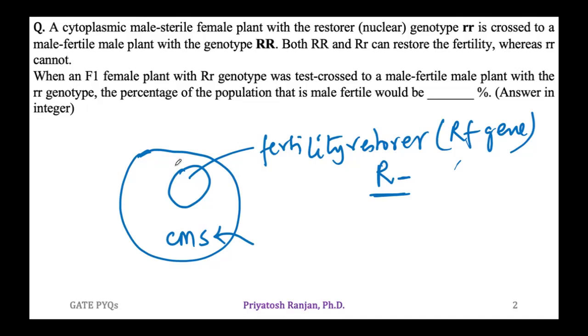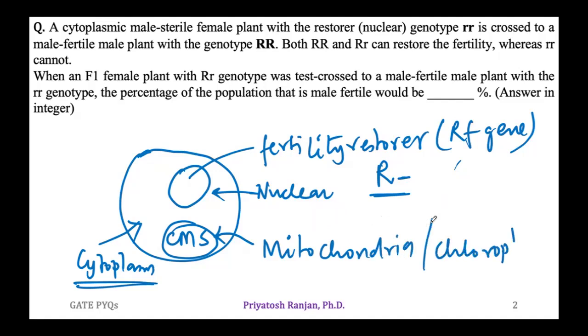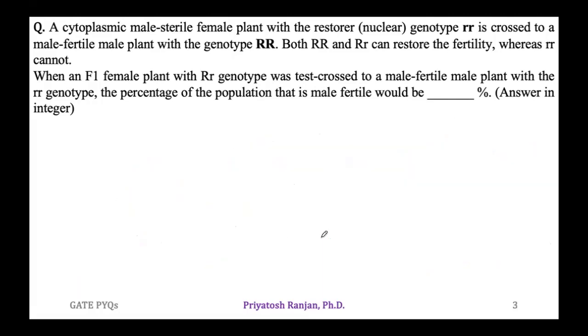So this is the nuclear gene, and this is the cytoplasm. And this CMS gene is coming from the extranuclear gene, and we all know the source of the extranuclear genes in plants is mainly the mitochondria and chloroplasts. And we all know that progeny inherit cytoplasm from the mother. Keeping all this information in mind, let's solve this question.